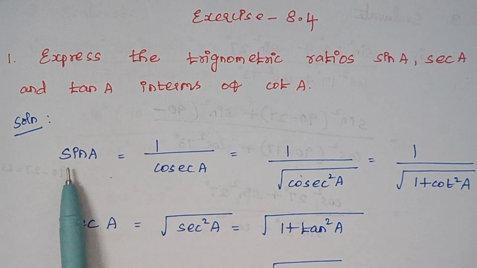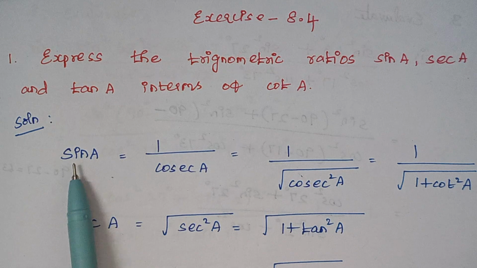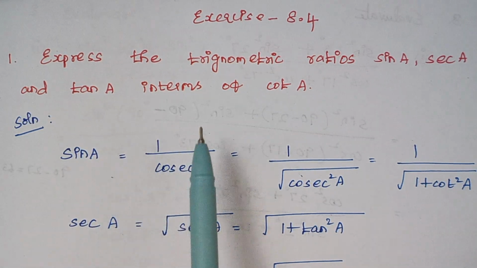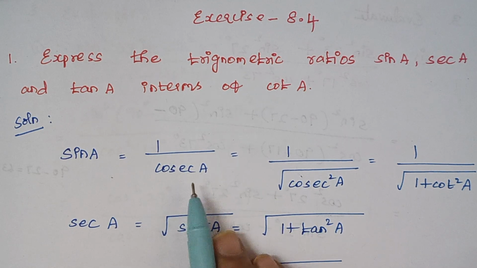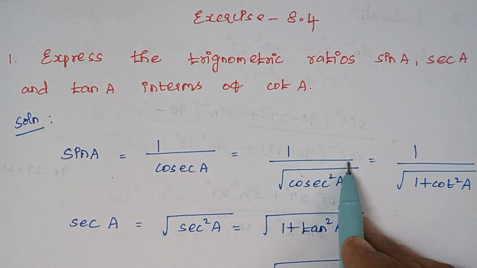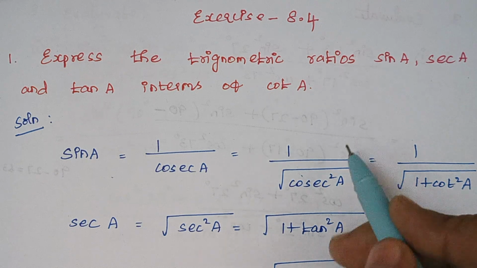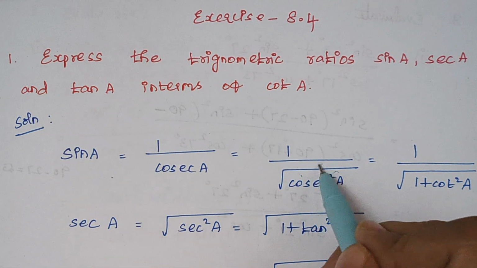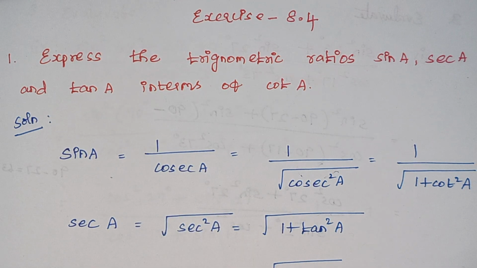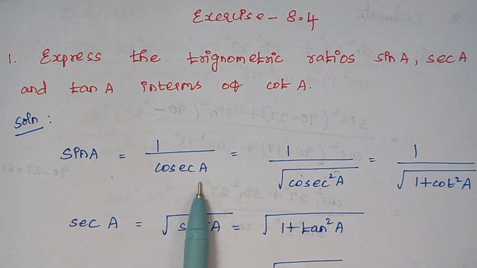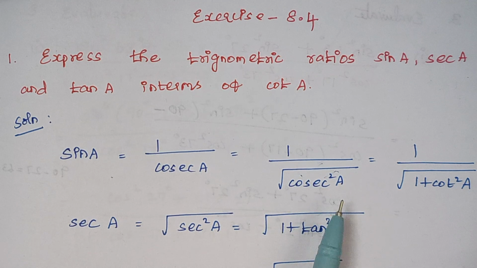Right. So first we are considering sin A. So here sin A is nothing but 1 by cosecant A. So this cosecant A can be written as square root of cosecant square A, because the square and the square root cancel each other and finally we will have our cosecant A. So cosecant A is written as square root of cosecant square A.